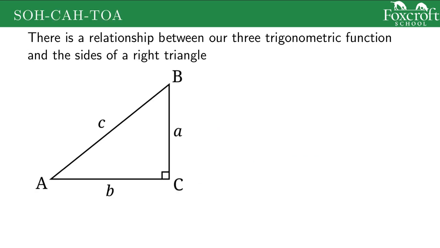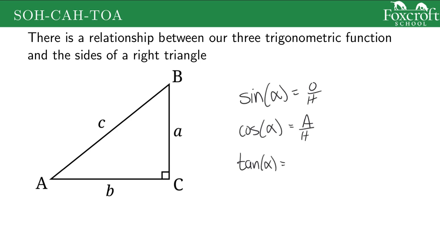SOHCAHTOA gives us the relationship between the trig functions and the sides of a right triangle. So sine of the angle, let's use alpha for an angle, is opposite over hypotenuse for SOH. Cosine of the angle is adjacent over hypotenuse for CAH. Tangent is TOA, opposite over adjacent.